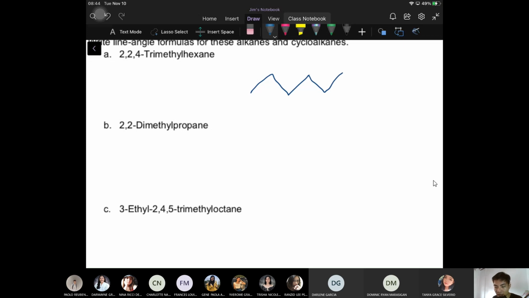Usually, when we number, since you are the one drawing, start numbering from the left. So, 1, 2, two methyls there. And on 4, one methyl. Letter B, propane is the parent. On the second carbon, and on the second carbon also, there is a methyl. So, two methyls. So, that's how it looks.